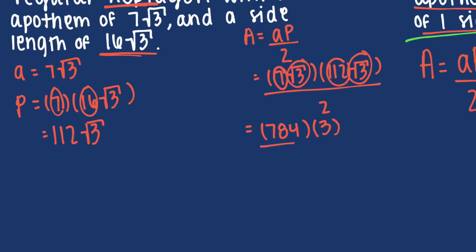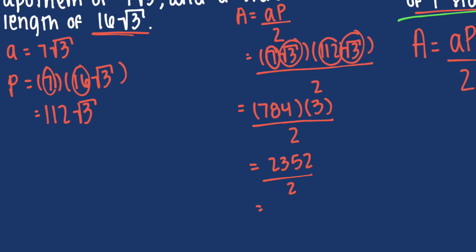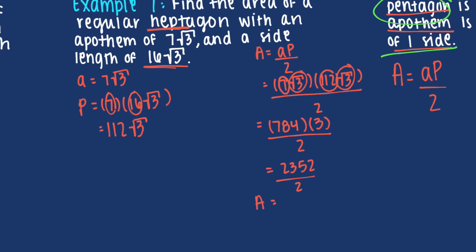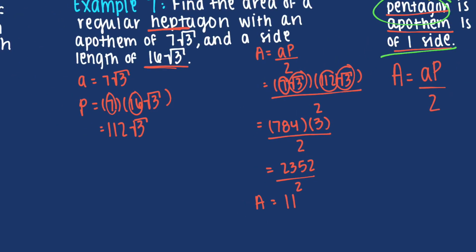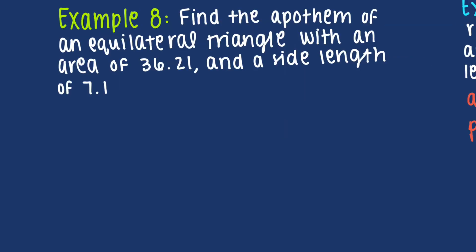So 784 times 3 divided by 2. 784 times 3 gives me 2352. And your last step would be to divide that by 2. So I know my area of this heptagon is 1,176.